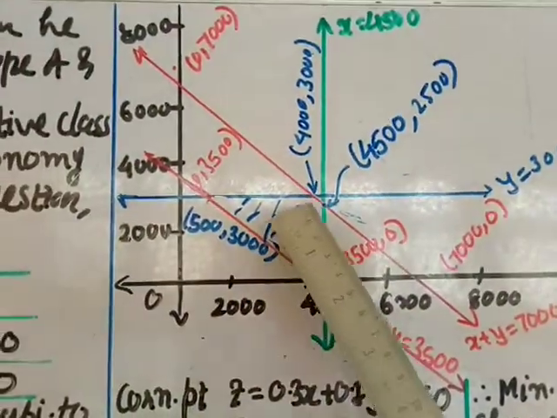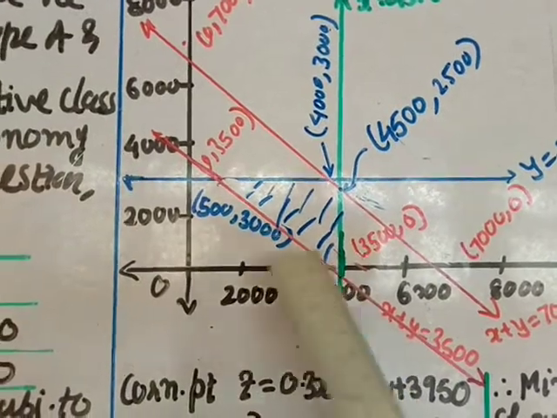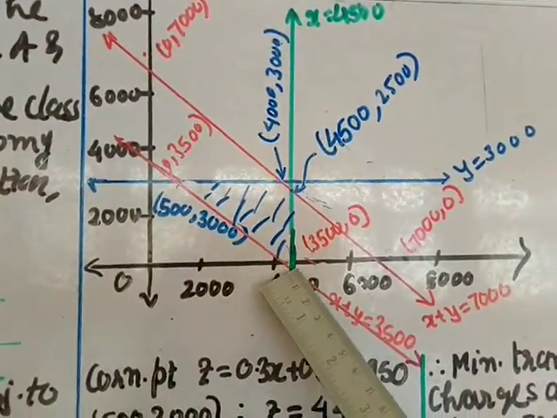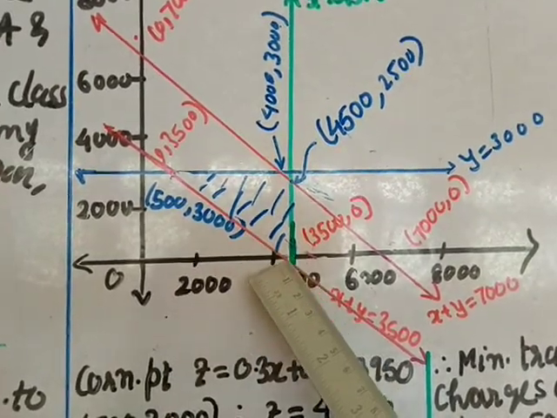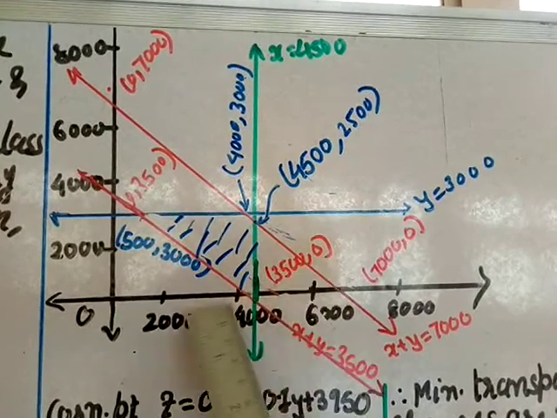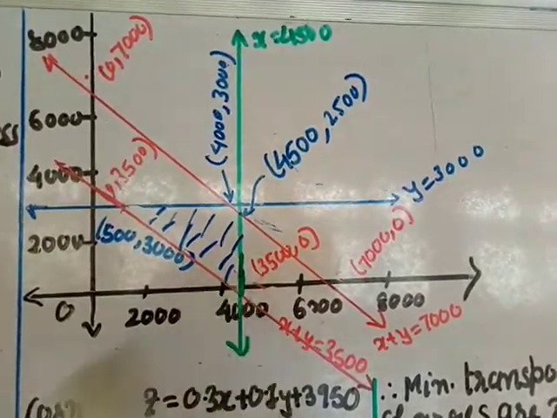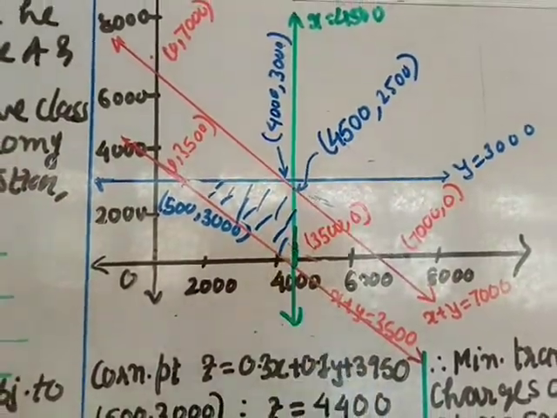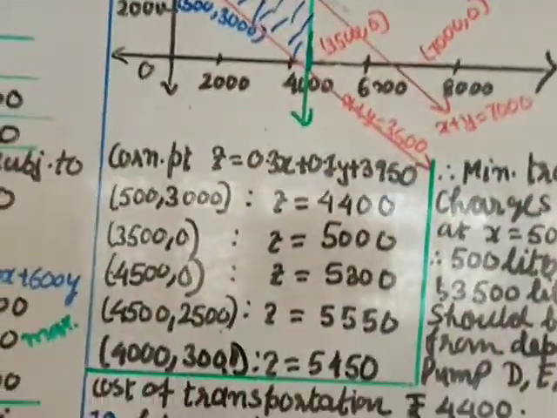So here the corner points are this one, this one, this one, and this one, and this one also. Here there will be two, one here and one here. These two are very close, but both are there. One is 3500, and the others are this one, this one and this one. Actually there are 5 points, 1, 2, 3, 4 and 5, as corner points here.